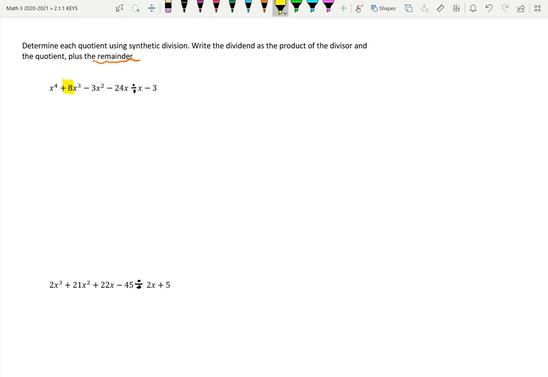I see a positive 8, a negative 3, a negative 24. Well, what is the coefficient of x to the fourth? If you know that it's a positive 1, you're a step ahead of the game. Now, the only other thing before we go is that with experience, you'll know why, but you always have to check if it's in polynomial form. And currently, it isn't.